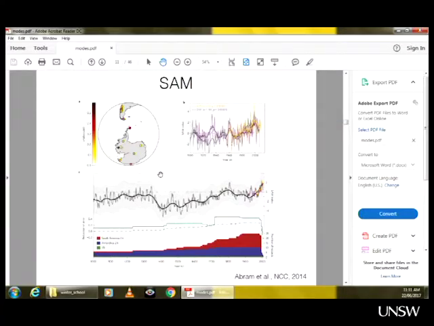So again, it comes down to the problem that we don't know. We don't have a data record long enough, and we don't know whether the models are exactly trustworthy.